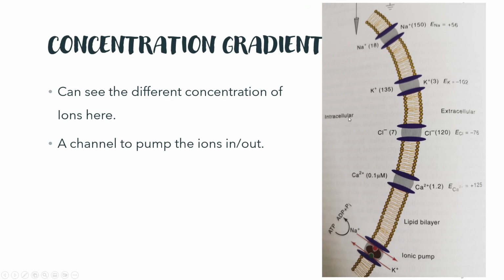So this is a concentration gradient. We can see that sodium is very high on the outside of the cell, but very low on the inside. Potassium is high on inside, low on outside. Chloride is high on outside, low on inside. Calcium is low on inside, high on outside. So these blue color things are pumps. It will pump from the high concentration to the low concentration.